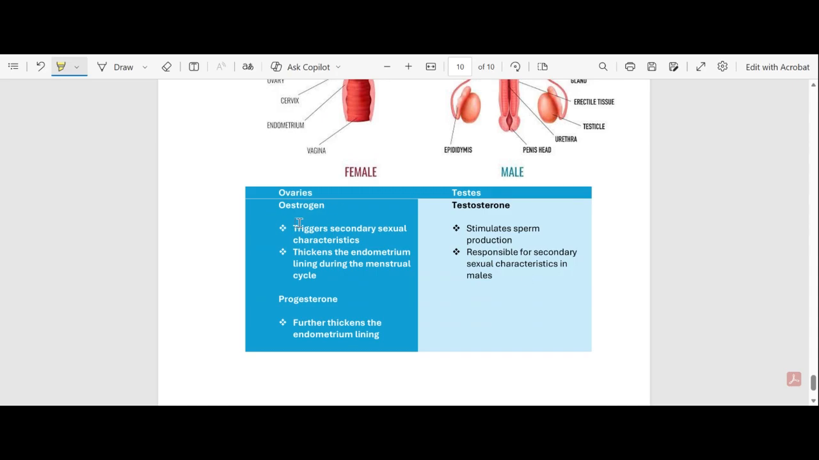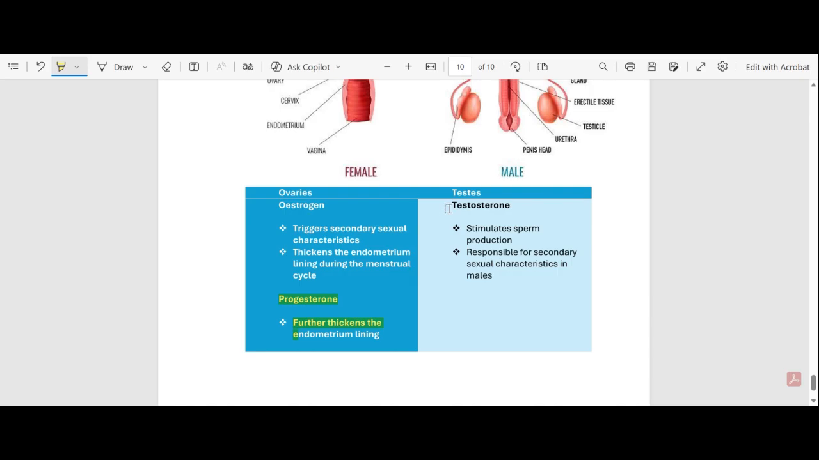So ovaries, they secrete estrogen. What's the function of estrogen? Estrogen triggers secondary sexual characteristics in females, right? Simply put, puberty. And the next function of estrogen is that it thickens the endometrium lining at the beginning of the menstrual cycle. Okay? The second hormone that's secreted by ovaries is the progesterone. Right? What's the function of progesterone? It further thickens the endometrium lining in order to maintain pregnancy. I hope you still remember that function.